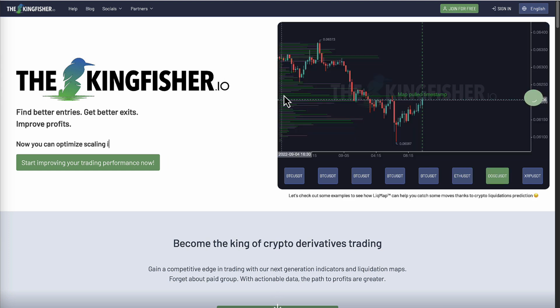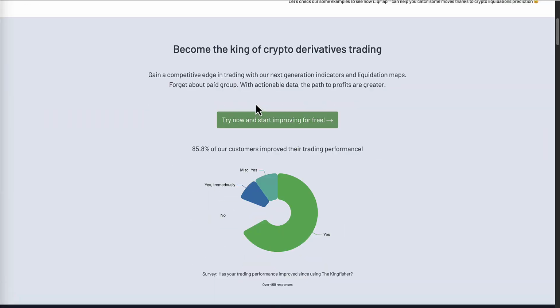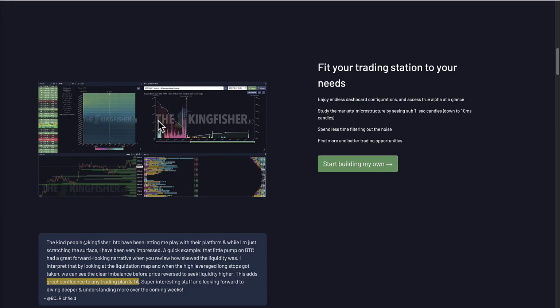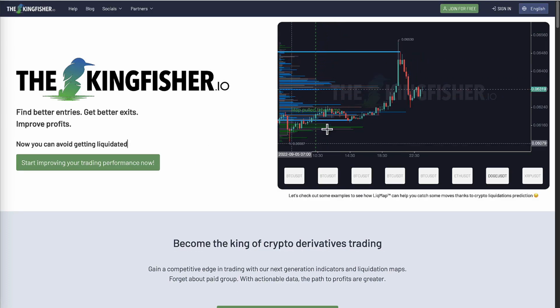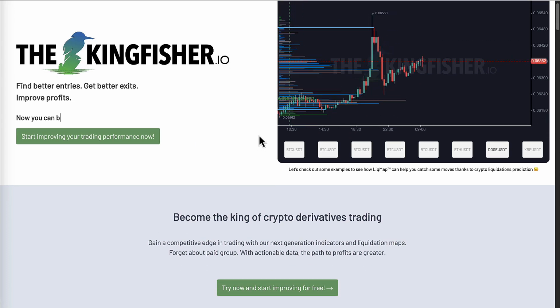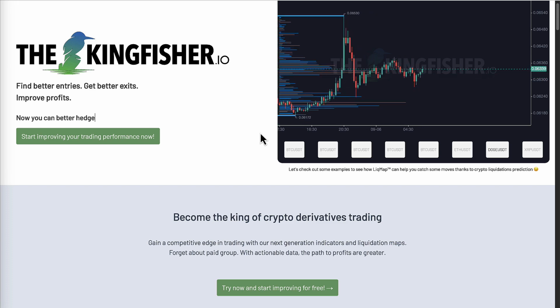So one of them is the Kingfisher. I will link to it down below. You can see their website. They have all sorts of information, not just on Bitcoin. They also have it for Ethereum and different coins. And this is just a good product, okay, in my opinion.